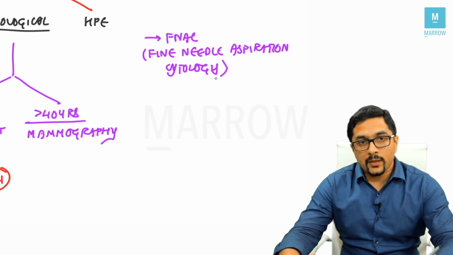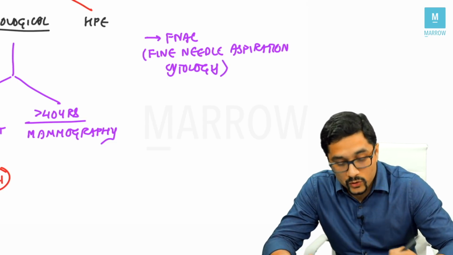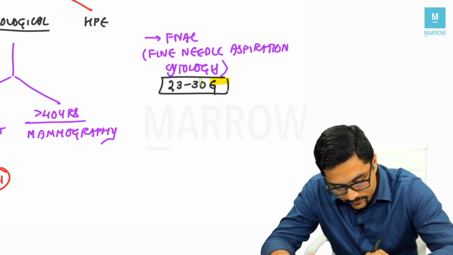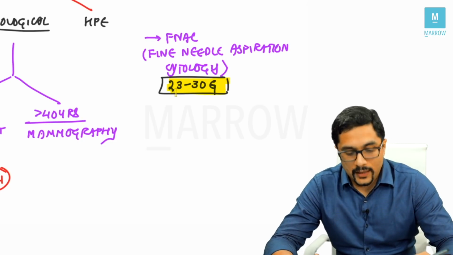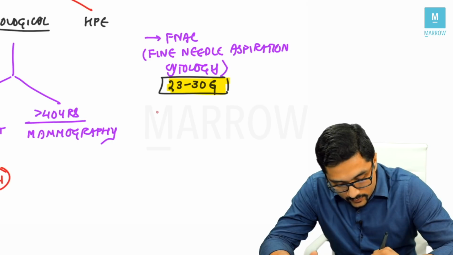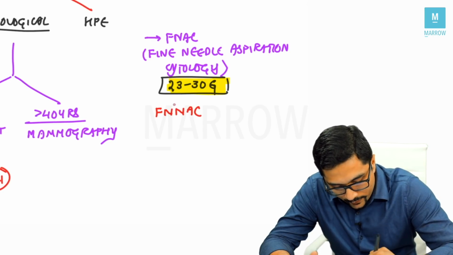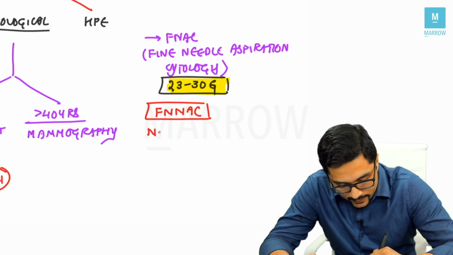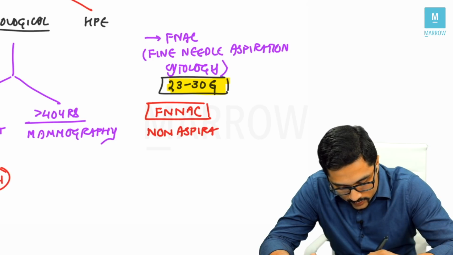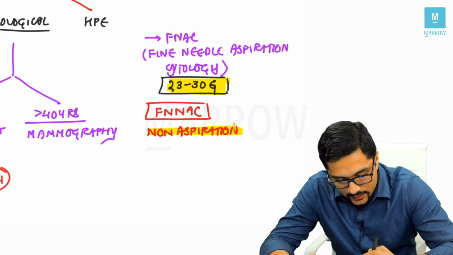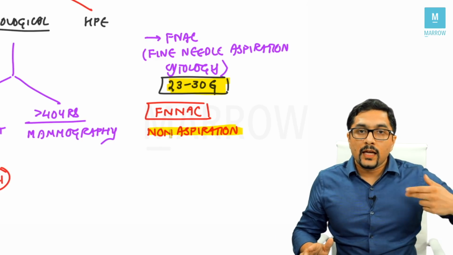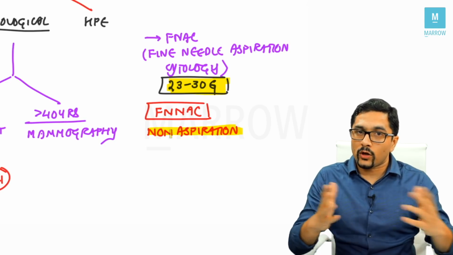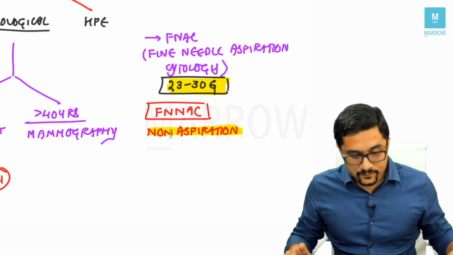A question which has been asked multiple times in the exam: what is the size of the needle used when you are doing an FNAC? So you can use a 23 to a 30 gauge needle to carry out FNAC. Now there's another recent update which I want you to know. This also would have been covered in pathology. There is FNNAC, fine needle non-aspiration cytology. Non-aspiration cytology is done usually in superficial conditions like breast and thyroid. There is no need to do aspiration. Even a non-aspiration cytology can yield reasonable results.